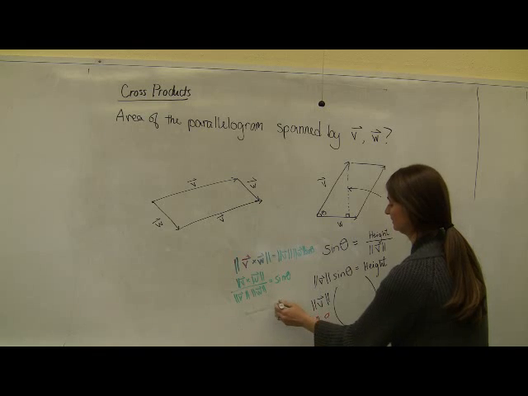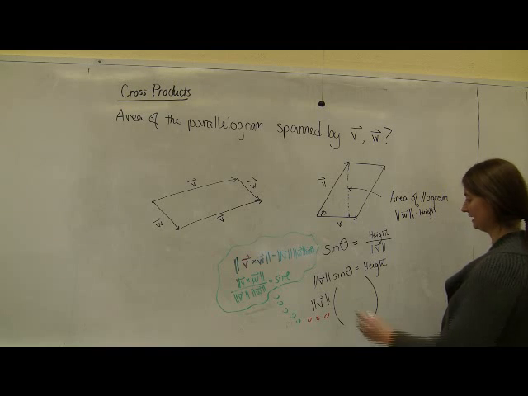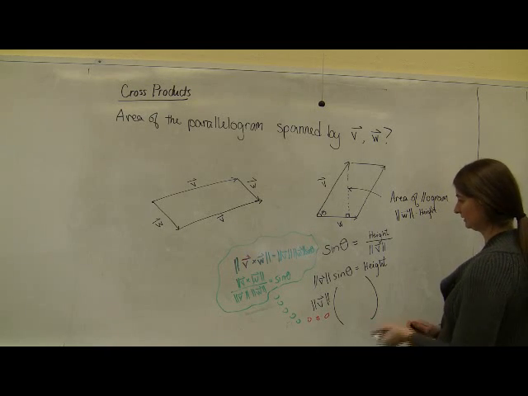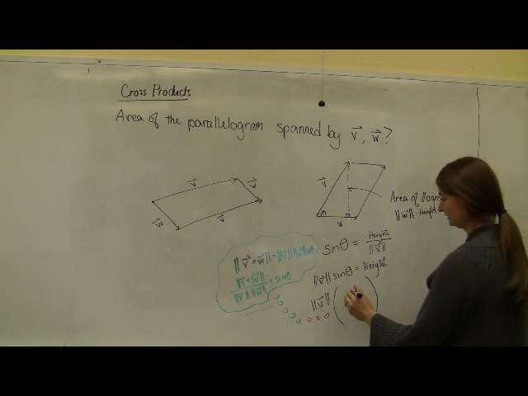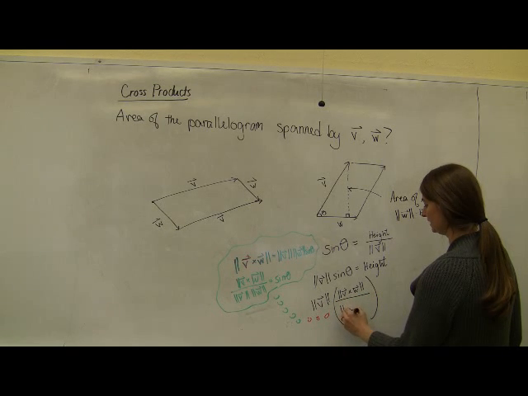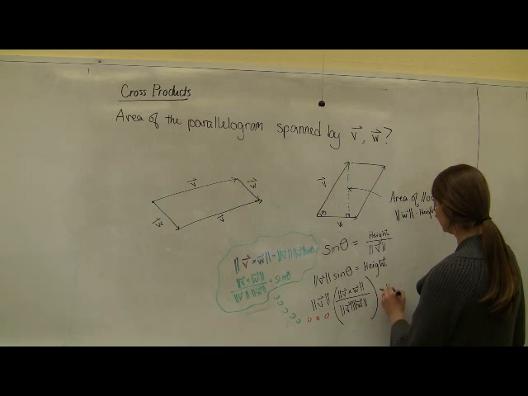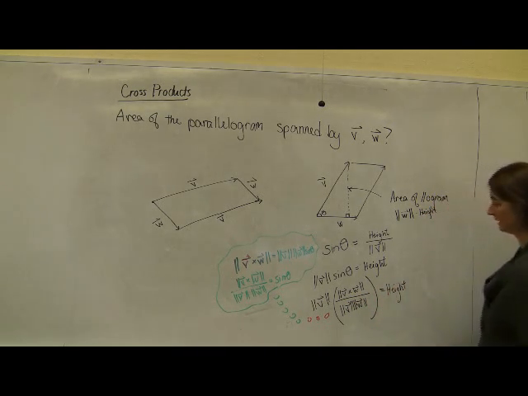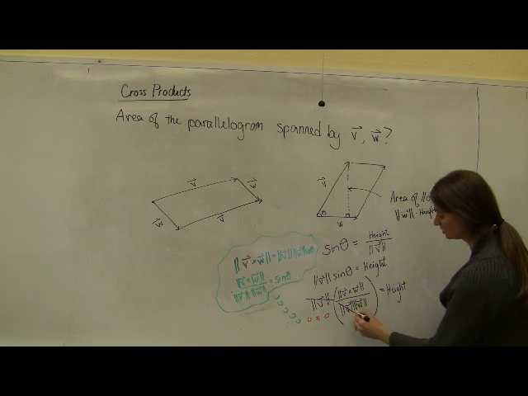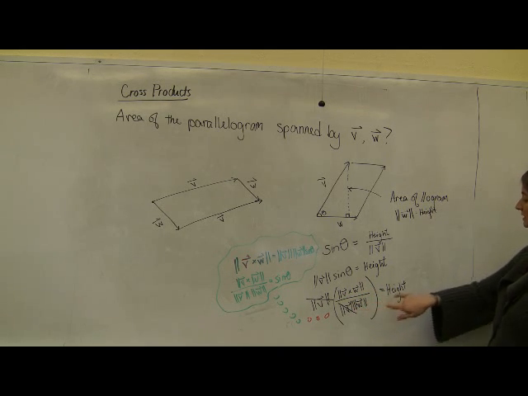So I'm just going to plug that in. And I find that I get the magnitude of the cross product divided by each of the individual magnitudes of the vectors is equal to the height. And we can see that the magnitude of v cancels with the magnitude of v. So we found out that the magnitude of the cross product times w is equal to the height.